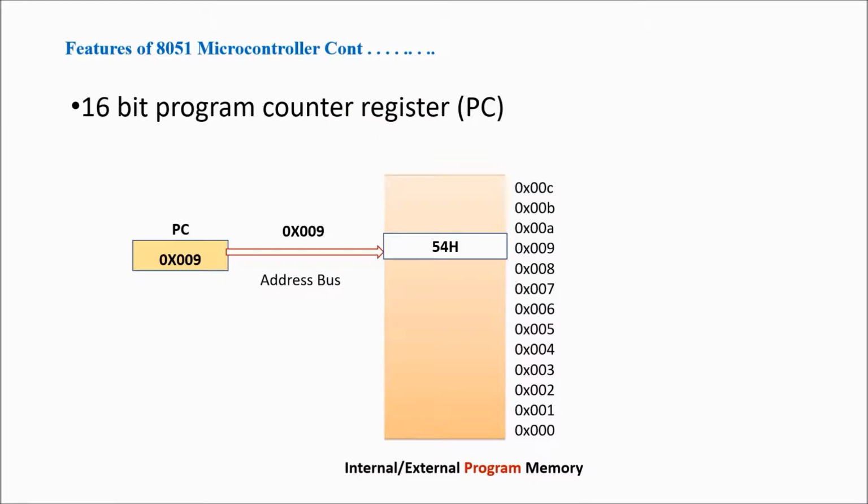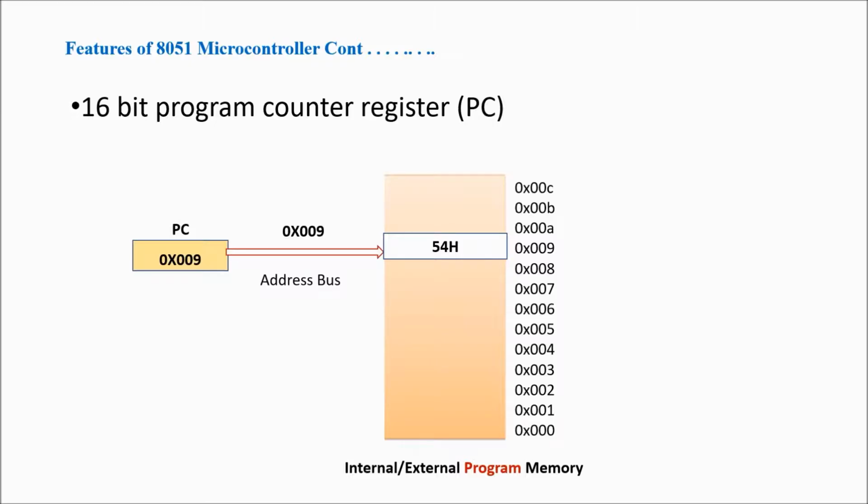Microcontroller has 16-bit program counter register, which is called as PC. This register is used to store address of memory location from where microcontroller is going to fetch the opcode of instruction. For example, here 0x009, that is address of memory location where instruction is stored, is placed in program counter.